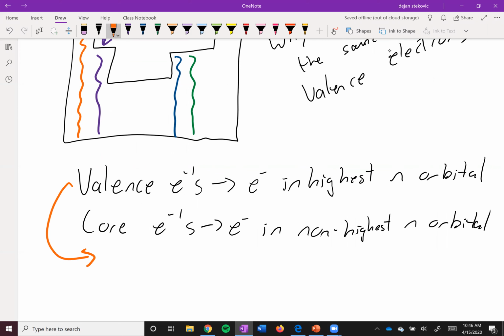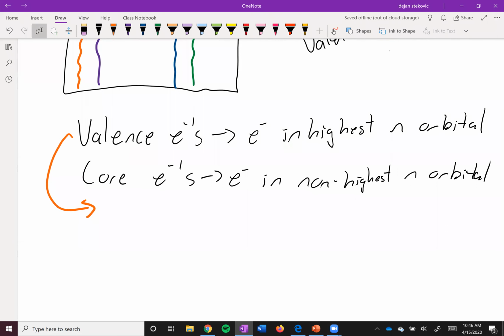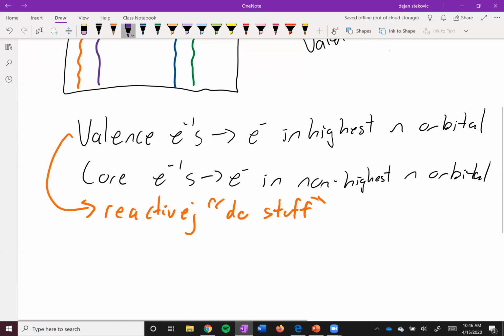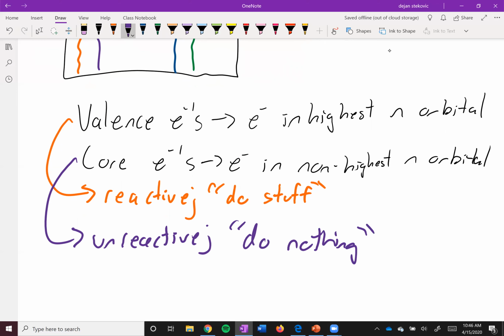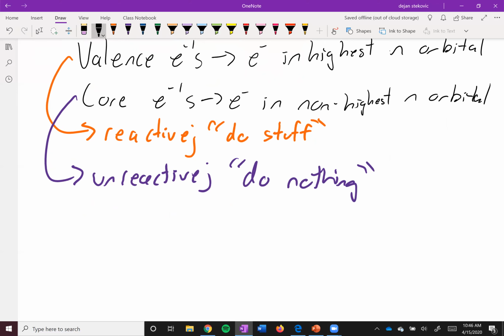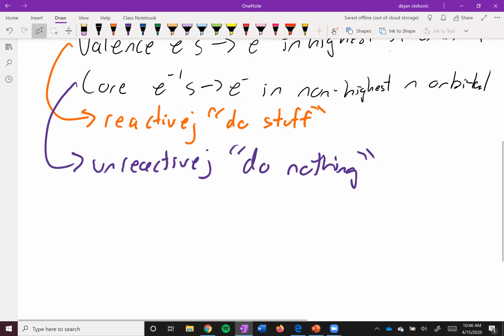And so these valence electrons that are in the highest n orbital are always reactive. They're the ones that actually do stuff. They're the ones that are going to form bonds, they're the ones that are going to be exchanged, and so on and so forth. All of these core electrons are very unreactive, and so the vast majority of the time, they're going to do nothing in a chemical transformation. So we're doing chemistry, all we're really messing around with is the valence electrons. So these guys do nothing. So let's take a look at some valence electrons and electron configurations.